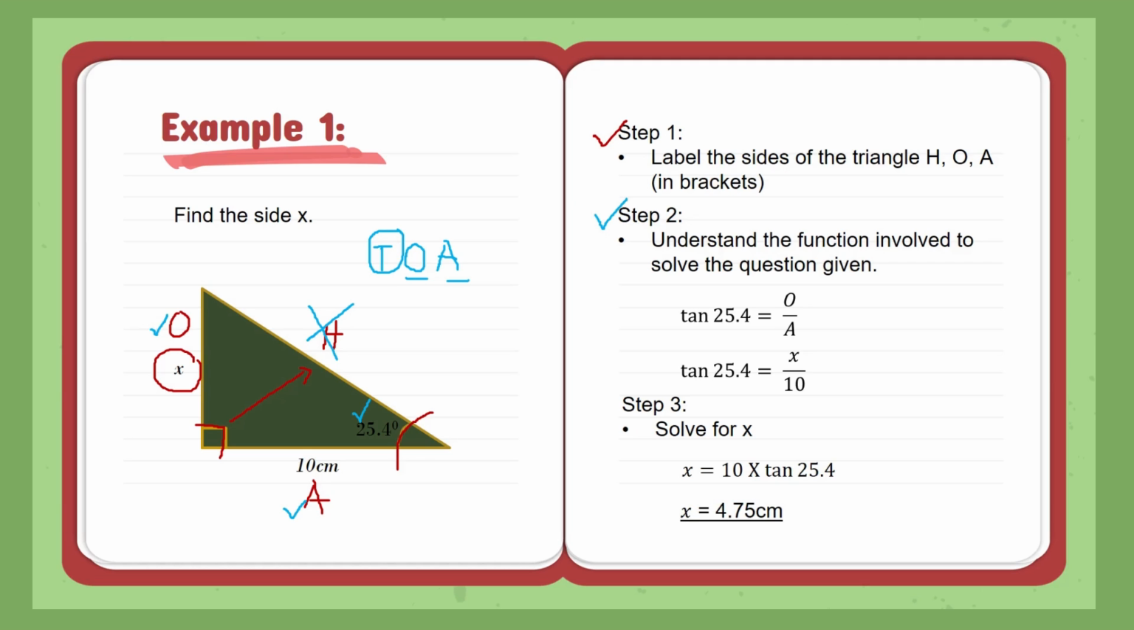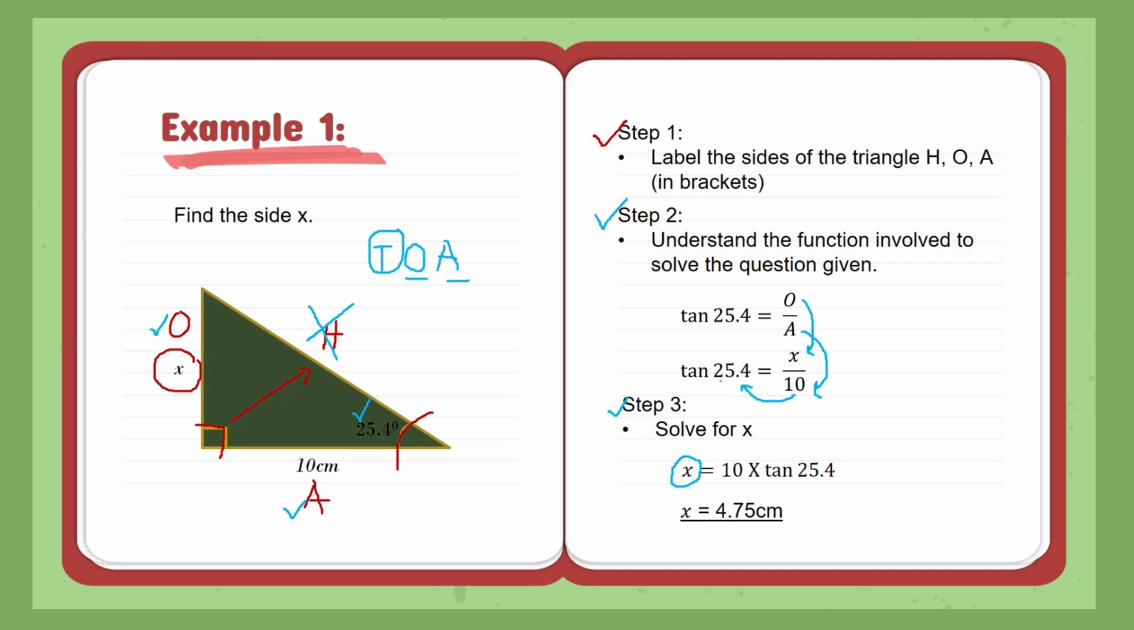Now we are going to apply the formula to this right angle triangle, which is tan 25.4 is equal to opposite over adjacent. Opposite is x here, and adjacent is 10. Step 3, we are going to solve the equation, making x the subject of the equation. So 10 comes this side, which is 10 times tan 25.4 is equal to 4.75 to 3 significant figures, that is x is equal to 4.75.